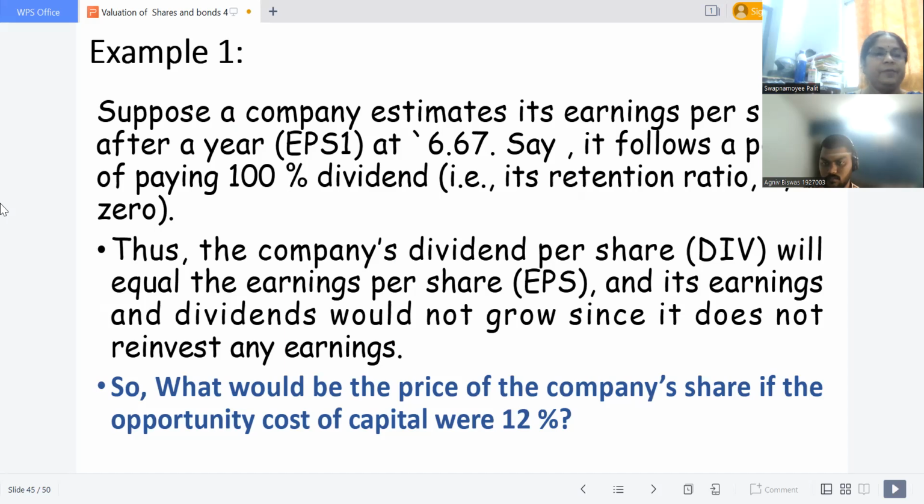Got it, Agni? 5.95. No. Present value of the share, how will it be solved? Okay. So we'll see that.